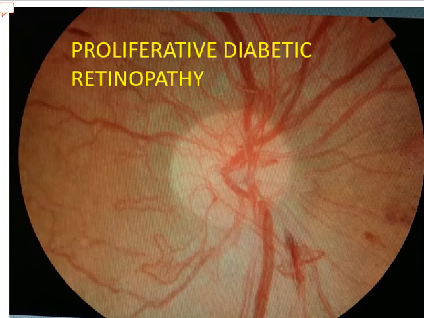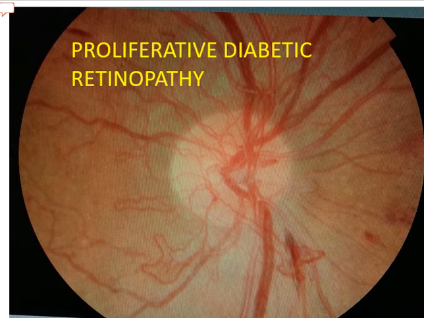Hi friends, this is a fundus picture of a diabetic patient who is on insulin. When you look at this fundus picture, you can see some abnormal blood vessels on the optic disc, which are called new vessels at disc, and also there are abnormal blood vessels away from the optic disc, which are called new vessels elsewhere. The presence of new vessels at disc or elsewhere are the features suggestive of proliferative diabetic retinopathy.